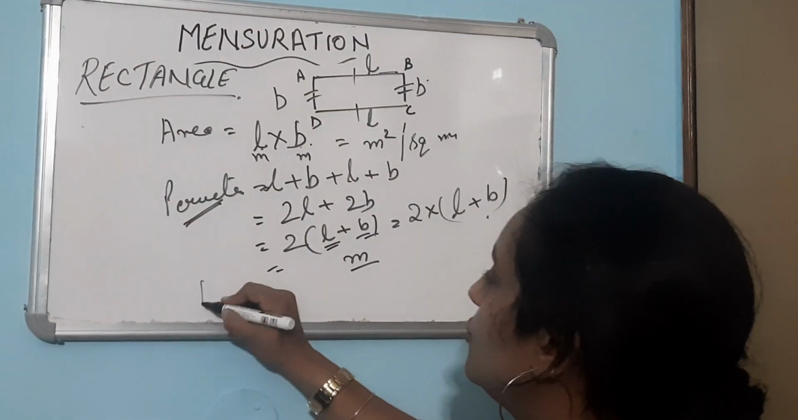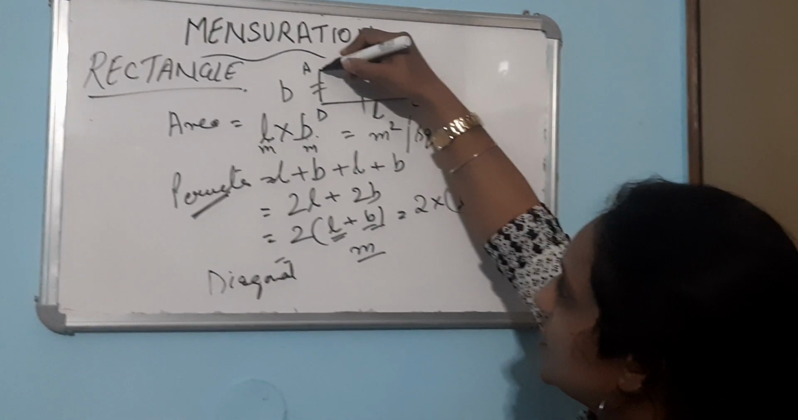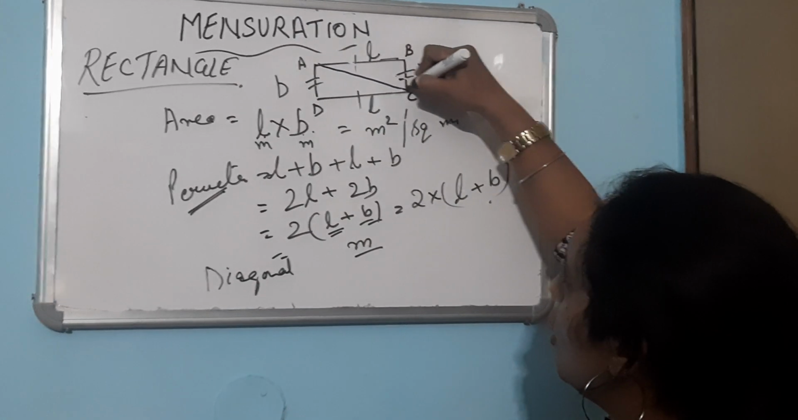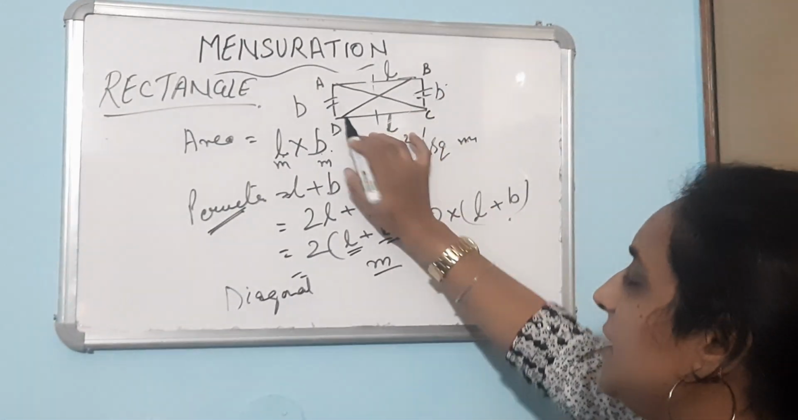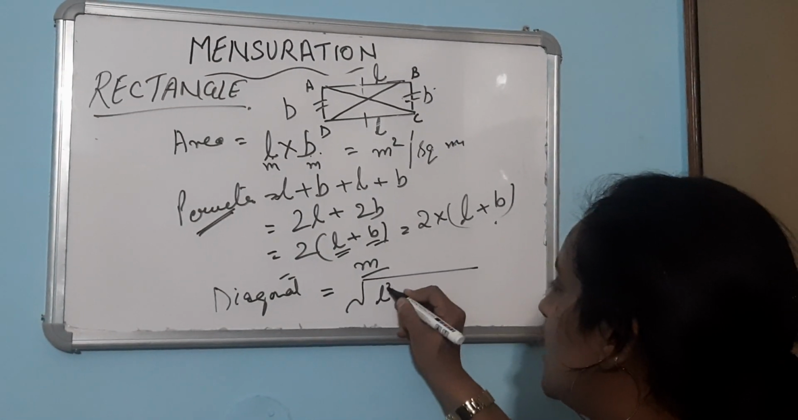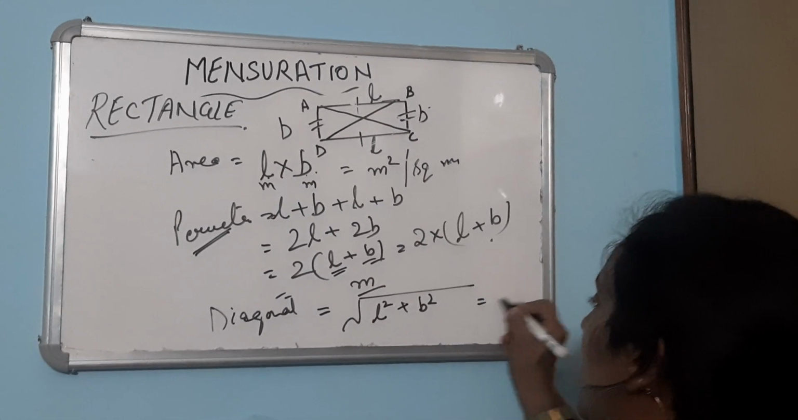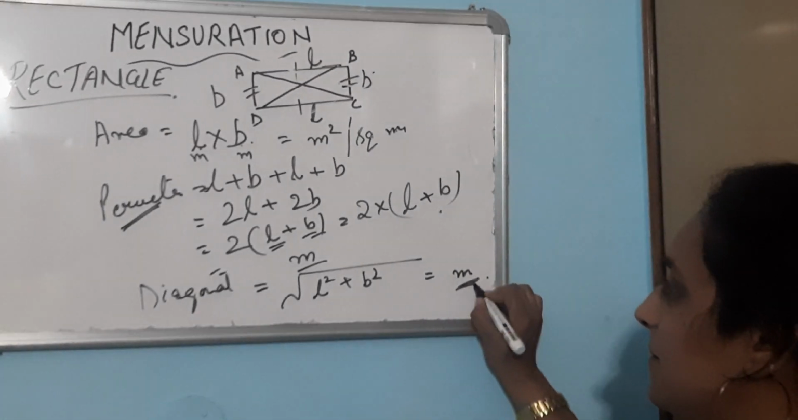Okay, now we come to the diagonal. Now what is a diagonal? I told you, it is drawn inside the figure from opposite points, like diagonal AC or diagonal BD. The formula for the diagonal is square root of L square plus B square, and the unit will be meter.